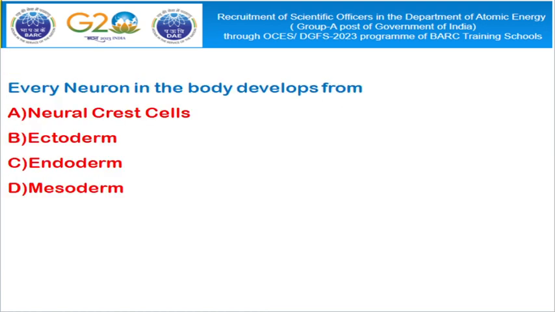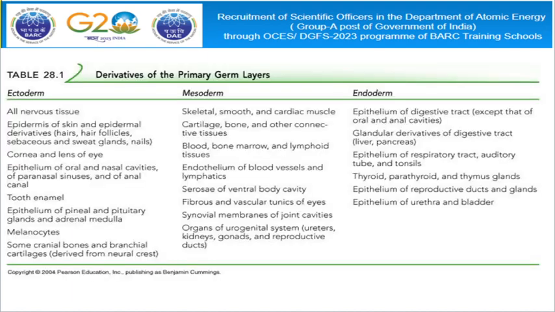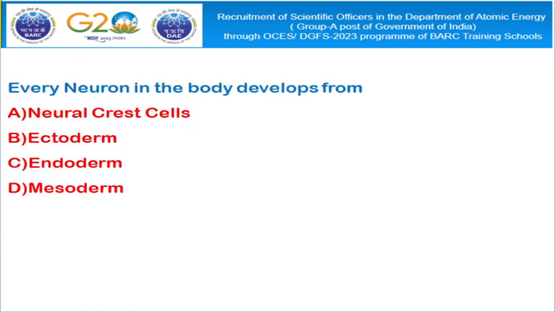Okay, so the next question is: every neuron in the body develops from what? You need to know about the 3 germ layers. From these germ layers, different parts of the body will be coming. First is ectoderm. All nervous tissue will be coming from ectoderm. Ectoderm is classified into neural ectoderm, and from neural ectoderm, your neural crest cells will be coming.